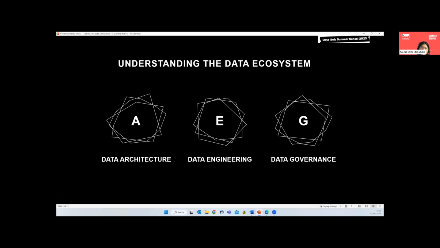So data architecture, as I mentioned before, refers to the design, structure, and organization of a company's or an organization's data assets. It includes the high-level blueprint of the data ecosystem, which includes data sources, data models, data pipelines, etc. So data architecture focuses majorly on creating a comprehensive data framework which aligns with the business needs. It does involve a lot of strategic planning and design for the data landscape.